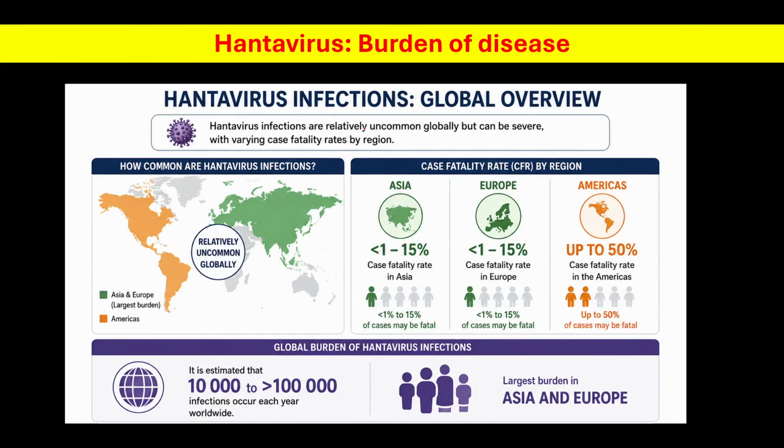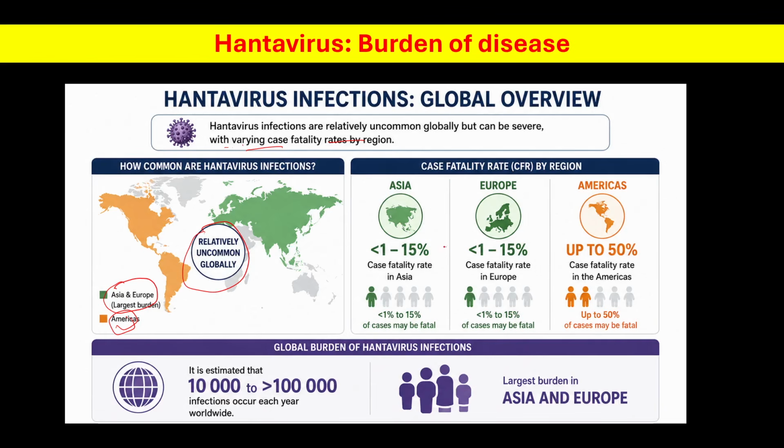Hantavirus infections are uncommon globally, but can be severe with varying case fatality rates by region. How common are hantavirus infections? They are relatively uncommon globally. The largest burden of hantavirus infection is in Asia and Europe, and then in the Americas.